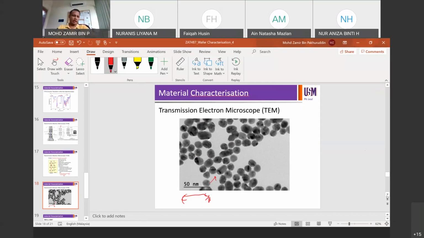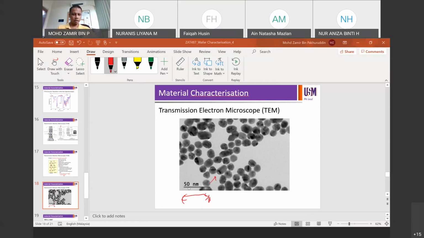Question 4, right? Just give a guess. Hi, Natasha. What's the particle size there? Average, based on your eyes. For 0, 10. Okay, for 0, 10. Ilham, okay. Pretty much 8 to 10.